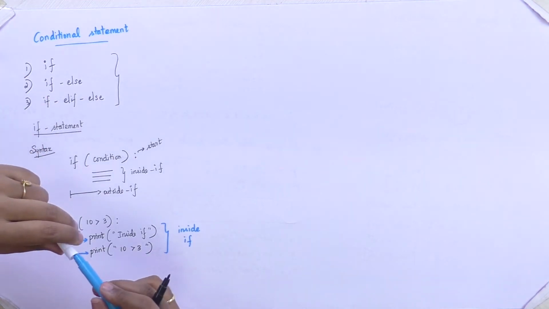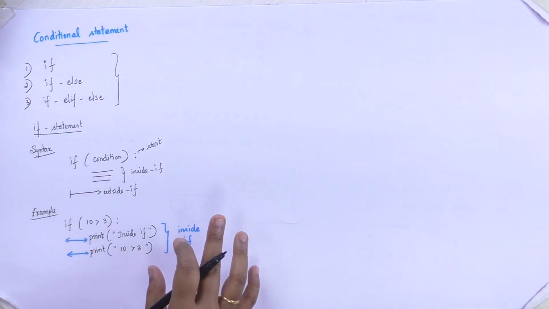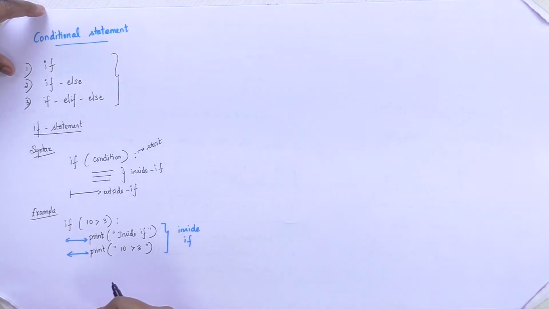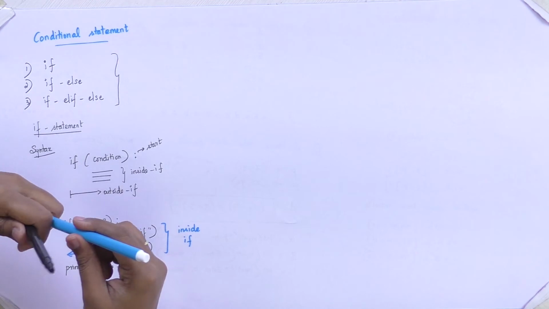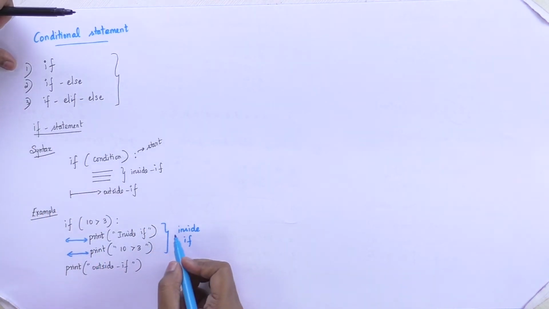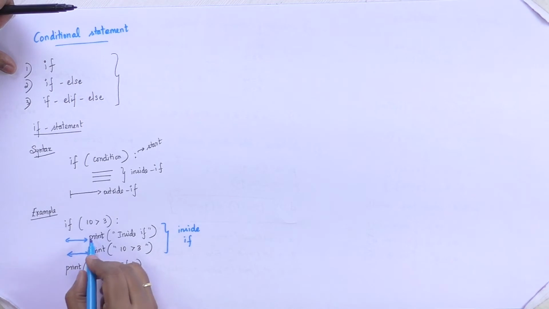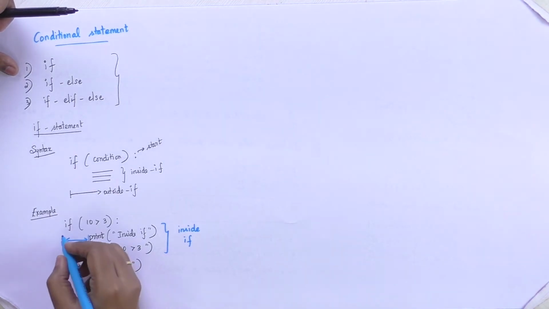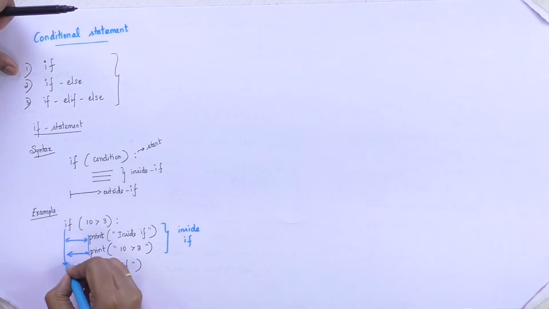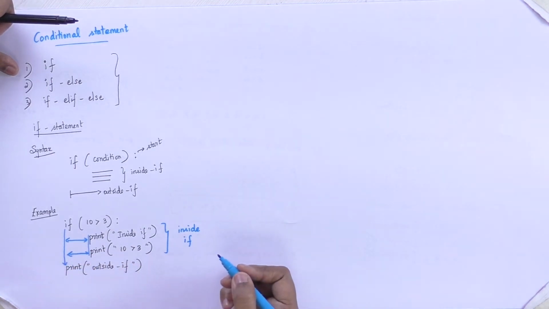Suppose I want to write an instruction outside if. I am done with my if block, so I continue writing my program outside the if block. I am giving a print statement for better understanding: print "I am outside if". For all the instructions inside the if block, I have given proper spacing, and all the lines should start at the same point. When coming outside the if block, I have to start at the same column where I started the if block. This is how you have to write it.